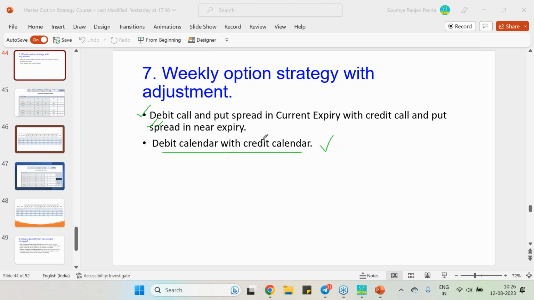For more than 20% weeks, even 15%, it will work. If it goes more than 15%, the debit call spread or put spread should penetrate and completely give you profit. So that is also a very good strategy. That is what you have studied now.